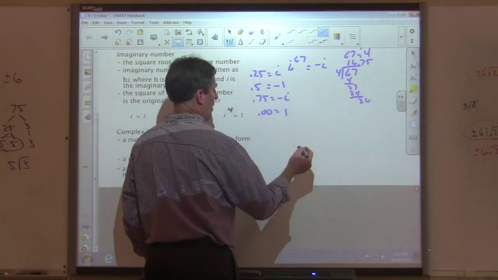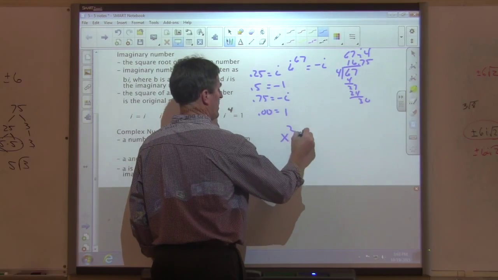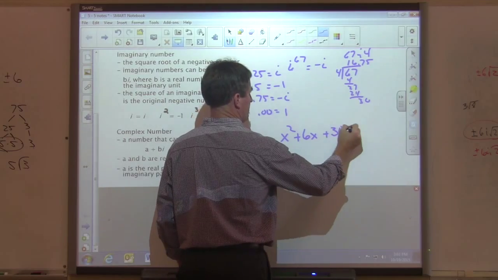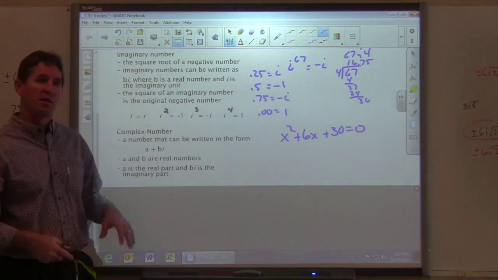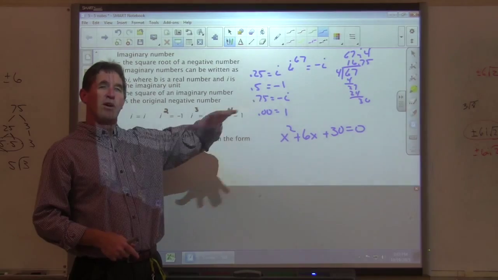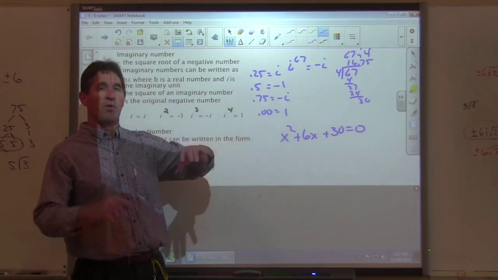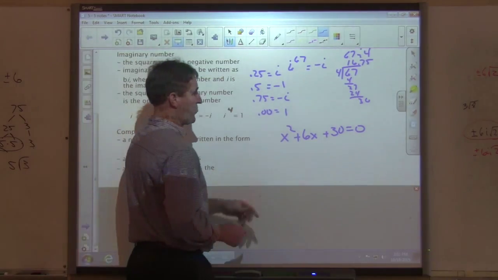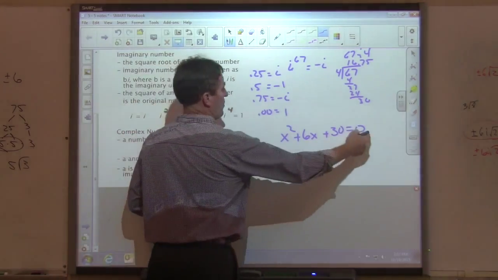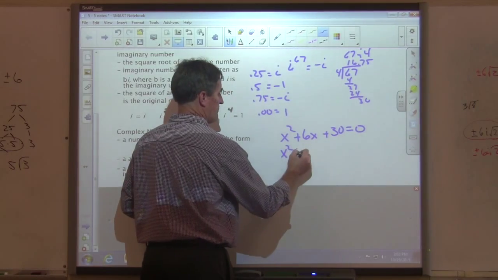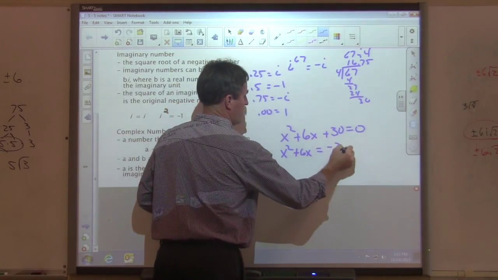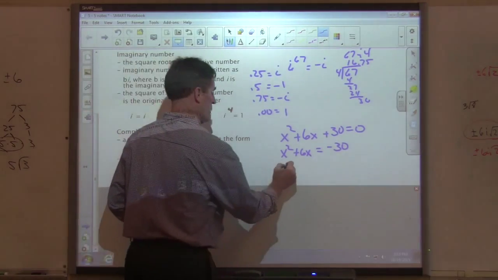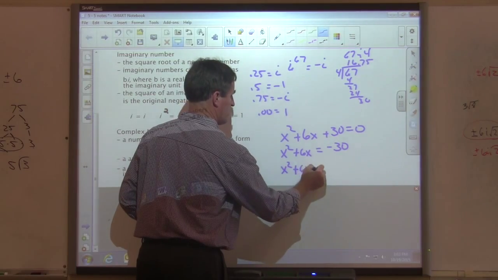So we're going to take a problem like x squared plus 6x plus 30, and we're going to find the roots. Now remember, zeros were where it crosses the x-axis, and that's where it's equal to 0. Well, the roots are when it equals 0, but they could be imaginary solutions. So as we go through this, the process becomes the same. We move the 30 to the other side. Then we take half of b. Half of 6 is 3, and 3 squared is 9. So we add 9 to both sides.